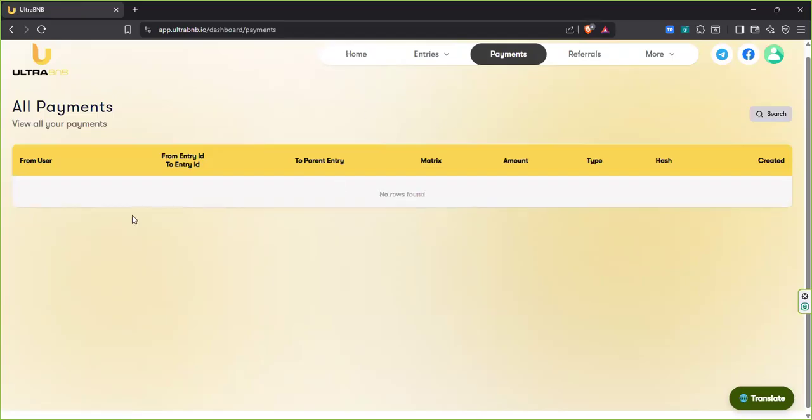Then moving on to the payments. So here are the payments. You will have it here from user, indicating which user is contributing to your earnings or your benefit. So the user will be recorded here. Then from entry ID to which entry ID will also be recorded here. To parent entry will also be recorded here. The metrics will be recorded here. The amounts, the type, and the hash will all be documented here for that transparency.